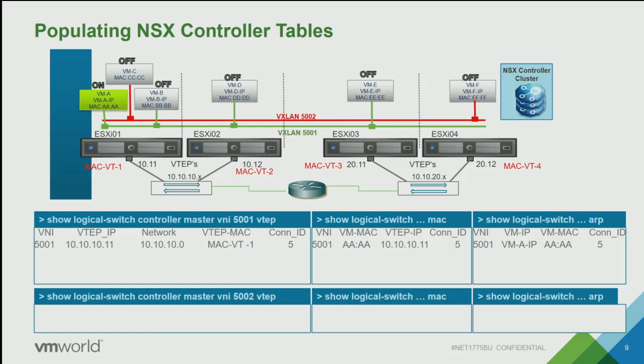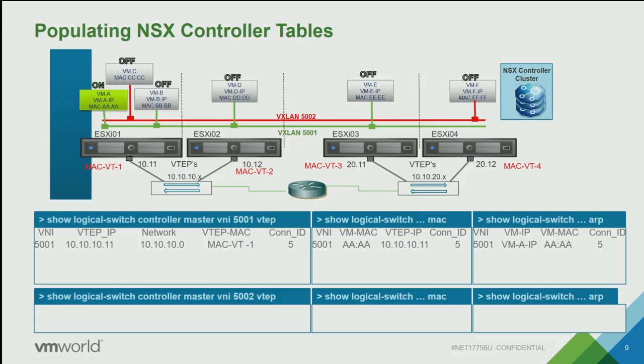Then let's look at the MAC table. We have the VNI ID and a connection ID, which we pointed out. But we see the VM's MAC address, and the VTEP it's on. We see VM's MAC address, AAAA, and that VM resides on VTEP 10.10.10.11. Beautiful. Like I said, the magic table.